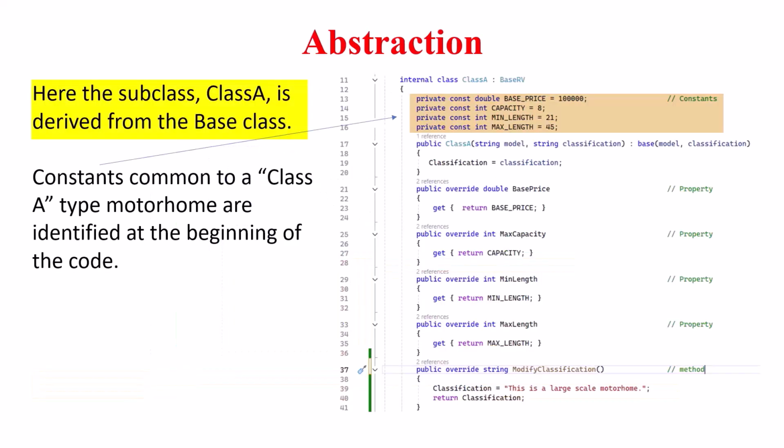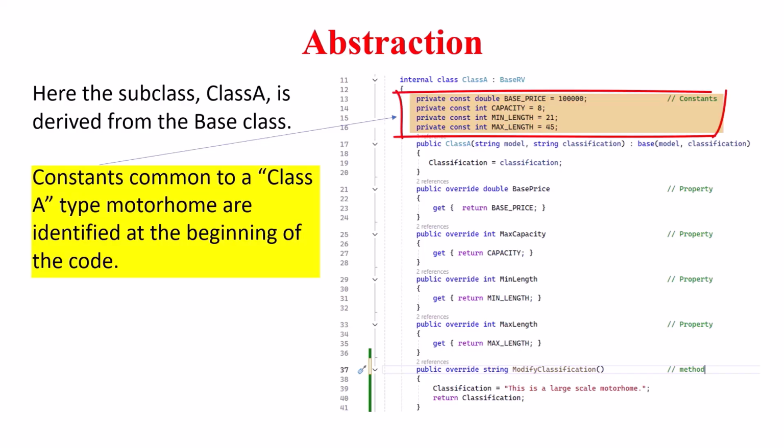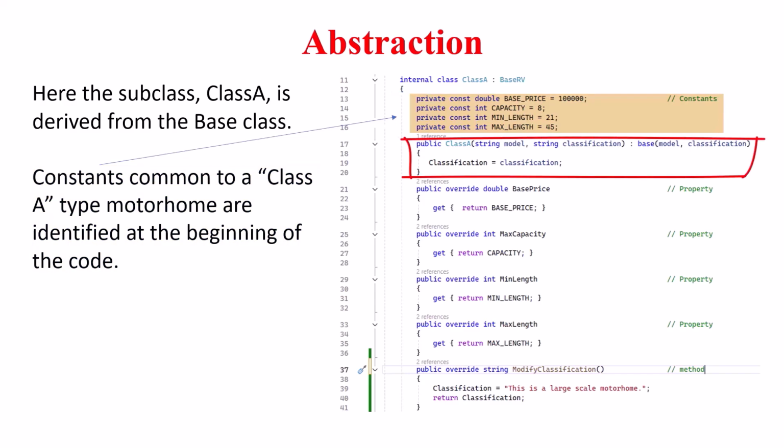And here is a derived class. The class A is based on the base RV. The subclass class A is derived from the base class. Constants common to the class A type motorhome are identified at the beginning of the code. We have the base price, $100,000, the capacity 8, min length 21, max length 45. And then we create the class A derived class, bring in the model and classification.